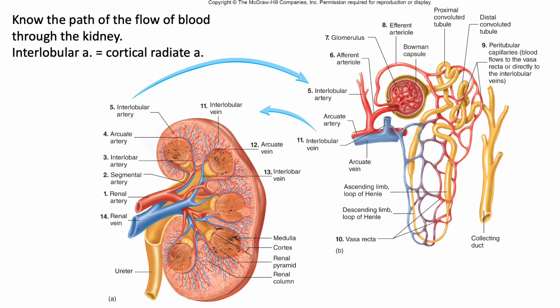From those two, blood goes back into the arcuate vein, or the interlobular or cortical radiate vein. Sometimes there is anastomosis or branching into both there. Back through the arcuate vein, through the interlobar vein, and there is no segmental vein, so from the interlobar vein directly into the renal vein, and then out through the kidney. So you should know the flow of blood through the kidney, and you'll see that on the next slide as well.